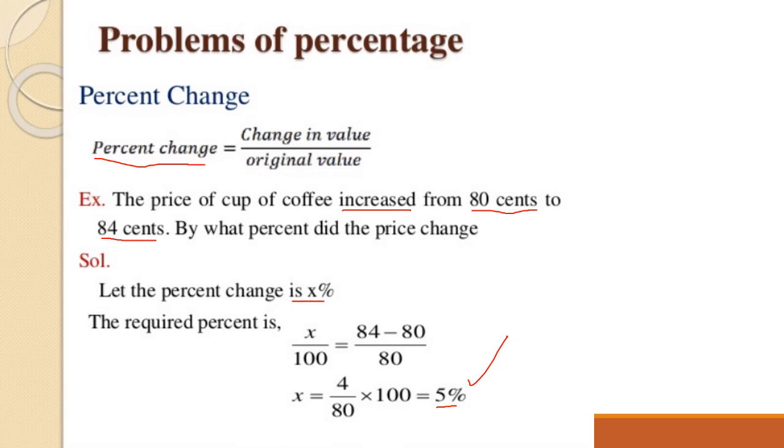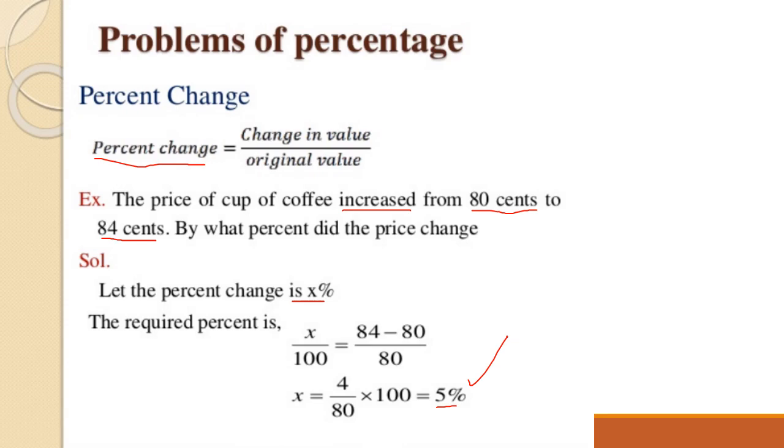The required percent is the percent change. We have the formula here: change in value upon original value. So x percent, when we change it into a fraction, will be x upon 100 is equal to the change in value, which will be 84 minus 80. Okay, we need to find the change in value, because from 84, how many cents is it increased? It is 4. So we subtract the old price from the new price: 84 minus 80, divided by the original value. The original value before was 80 cents. So 84 minus 80 divided by 80.